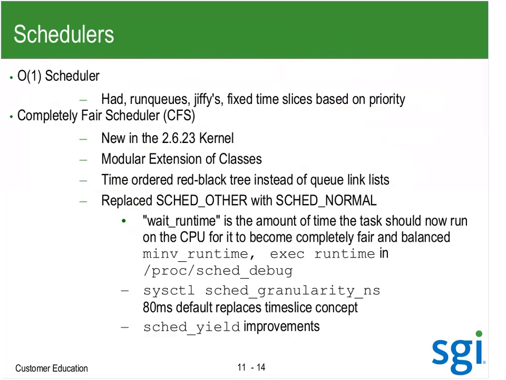So, schedulers. The original scheduler we had in the prior releases was called an O(1) scheduler. It had run queues, it had jiffies, it had fixed time slices based upon priority. They have now replaced in SLES 11 the O(1) scheduler with what's called the completely fair scheduler. So it's new in 2.6.23. First of all, it gives me the ability to have modular extension of classes.